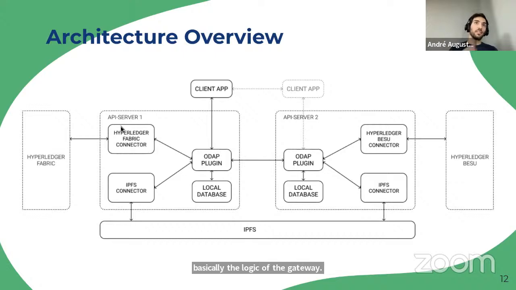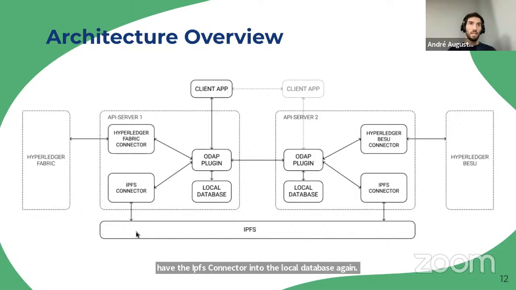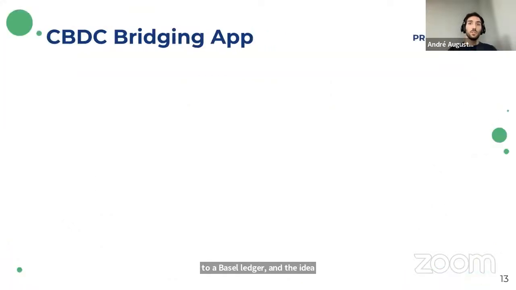On this left side, we have a Hyperledger Fabric connector that connects to a Hyperledger Fabric network. We have the IPFS connector and the local database. Again, this is for logging purposes. I won't get into much detail on this bottom line here. And then on the right side, instead of having a Fabric connector, we have a Besu connector to connect to a Besu ledger. And the idea, looking a little bit into the code, and again, this is still a pull request, but you can try it if you want.